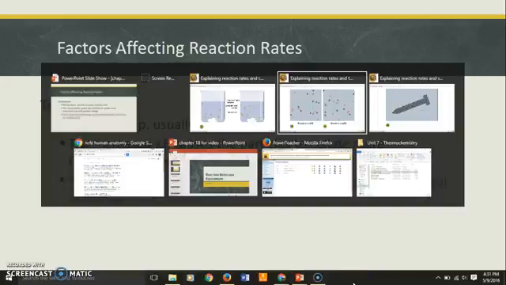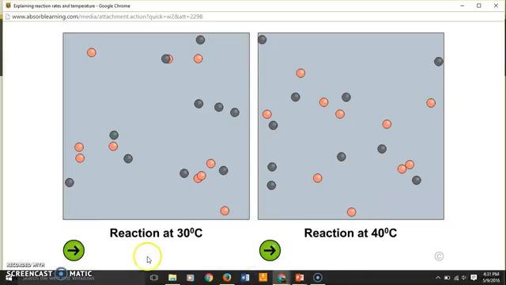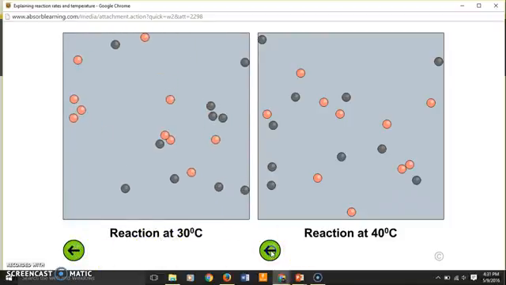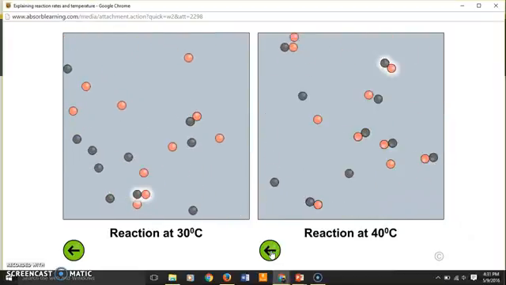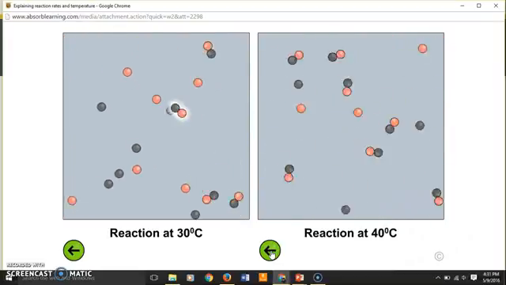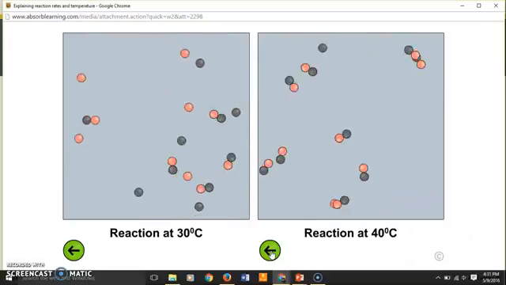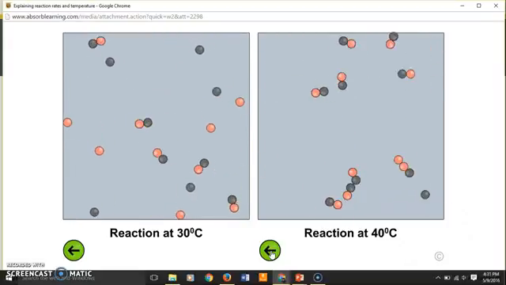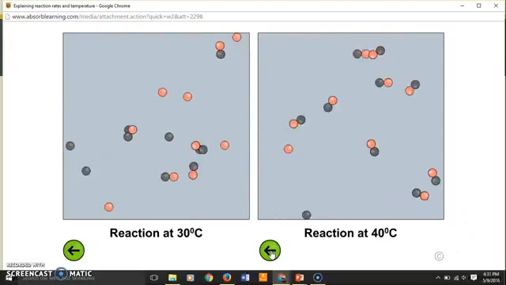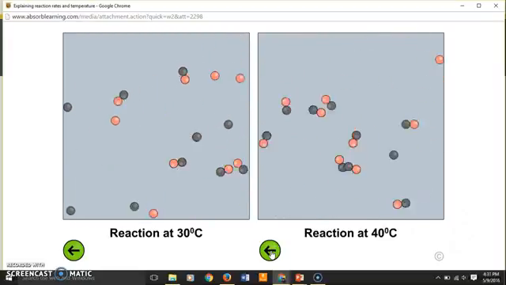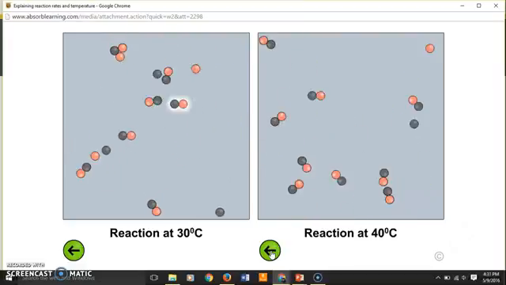And I have a little visual for you here. We have a reaction at 30 degrees and a reaction at 40 degrees. Now, if I make both of them move, you can see that the one on the right at 40 degrees is moving faster than the one on the left. That's causing them to come into contact with each other more often, and they're hitting each other harder when the little circles actually manage to bump into each other. So the one at 40 degrees would take place more quickly.